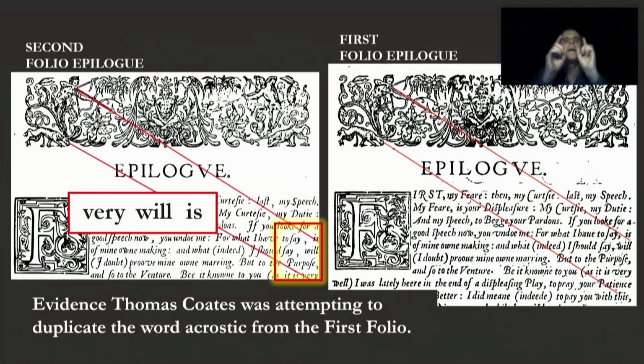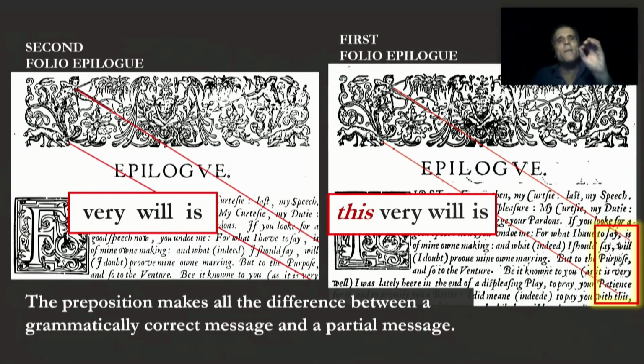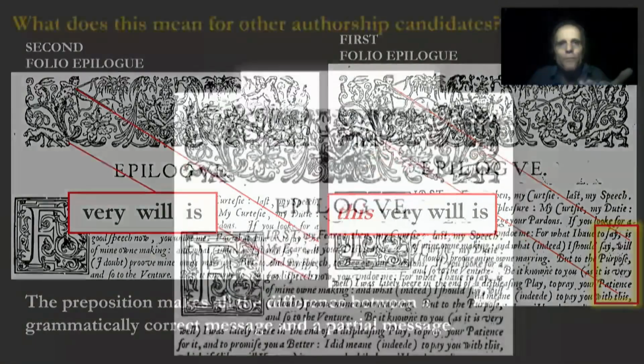These three words, very will is evidence the printer Thomas Coates was attempting to duplicate the word acrostic in the first folio. He used the same ornament, the same size typefaces, and similar line spacing, but he did not fully succeed. It was a valiant effort on the part of the compositor. The preposition this makes all the difference between a grammatically correct message and a partial message. The rest of the message makes more sense since it points to this will, the man whose name is on the title page, as a pen name.